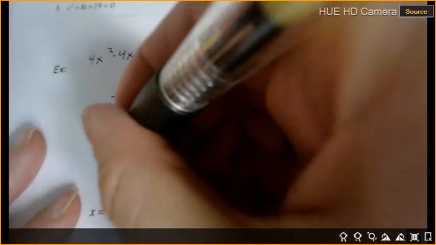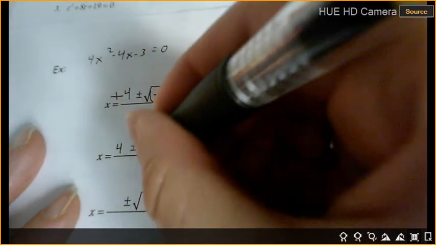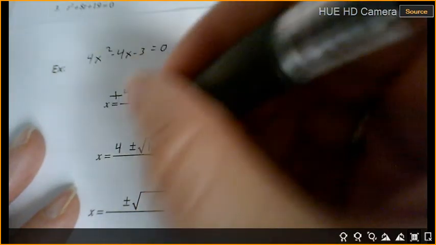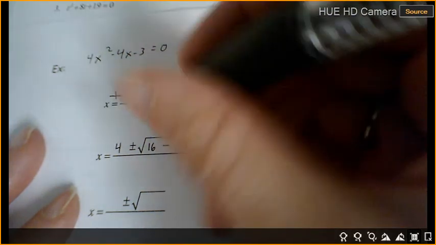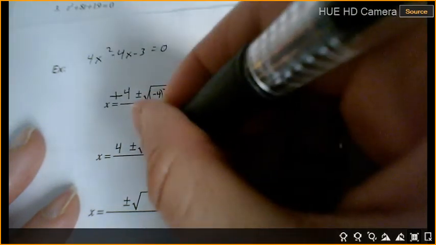So we get 4 plus or minus the square root of 16 minus 4 times negative 3, which is a positive 48, all over 8.